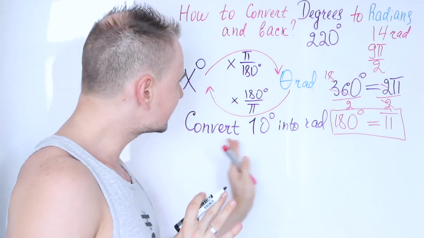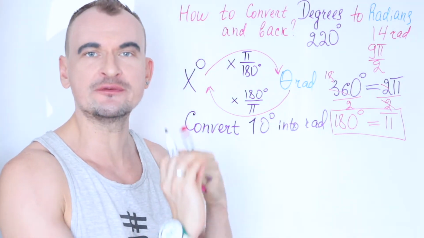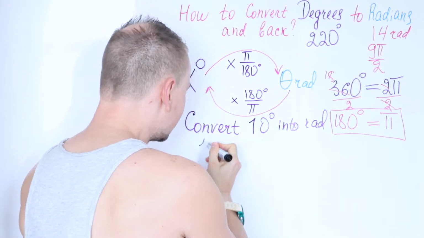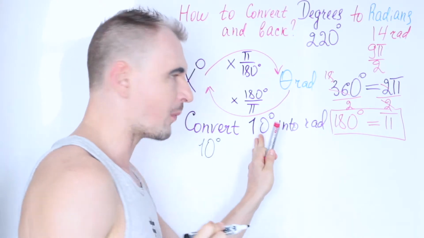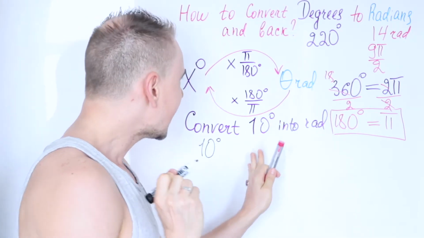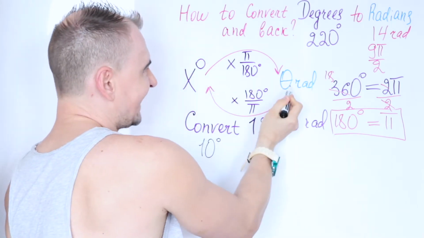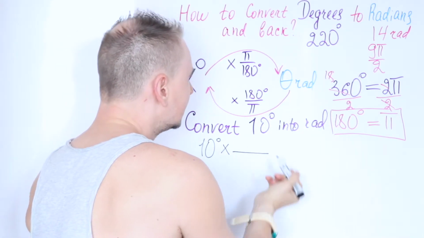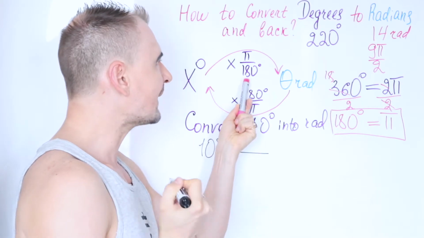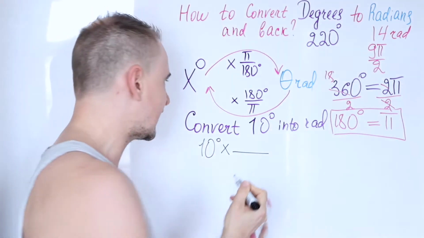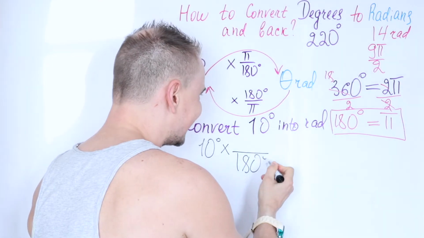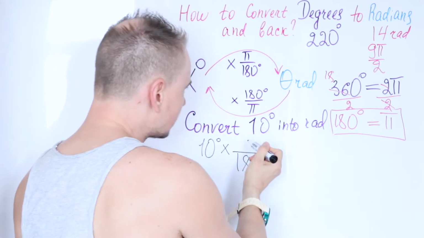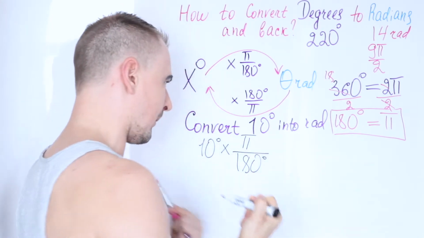Now, let's say you have been given something like this, 10 degrees, and you need to convert it into radians. Likewise, you always start with the actual number that appears in your problem. So in this case, it's 10 degrees. Again, I'm going in this direction, so I want to get my radians. So you multiply it by, you want to put 180 degrees on the bottom of your fraction so that your degree symbol will cancel, and we can get rid of this. And also your pi goes on top.